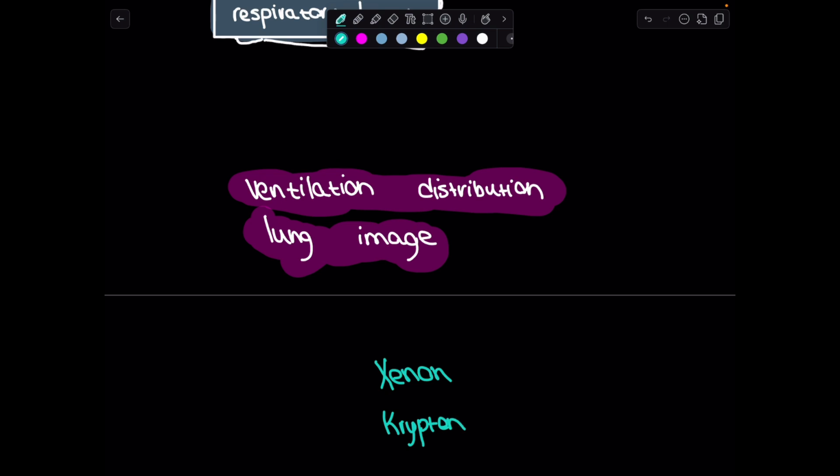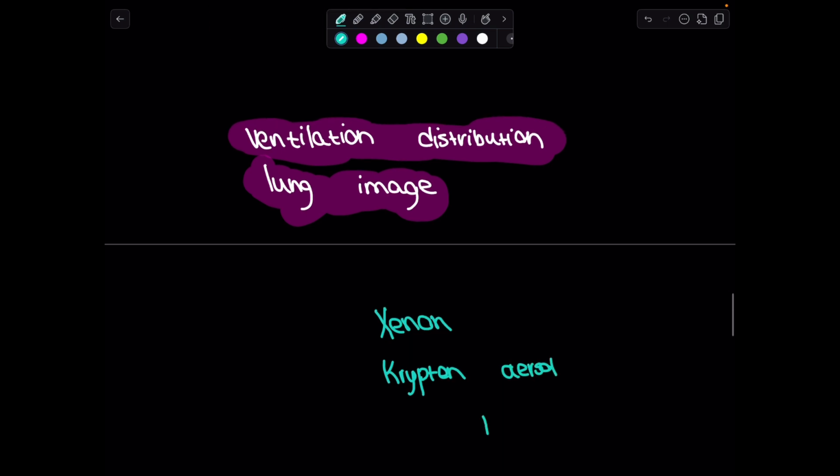My bad for not clarifying. In a ventilation scan, you inhale a radioactive gas like xenon 133 or a radioactive aerosol like technetium 99m labeled particles to map how air flows into your lungs. Because of gamma, we will see the particle moving.